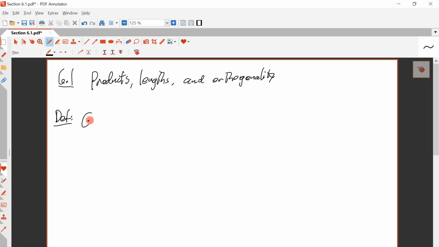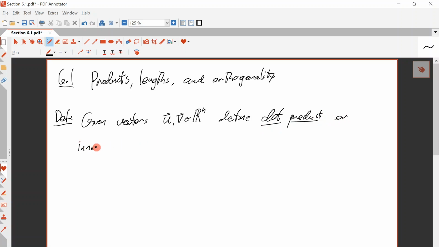Definition: given vectors u and v in Rn, define the dot product or inner product. So it's called either dot product or inner product, and you write u dot v, and that's simply equal to u transpose times v.